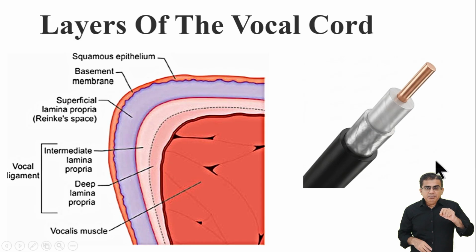If you carefully peel off the outer plastic layer, the cable still works perfectly. But if you accidentally cut the deep copper wire inside, the signal is completely destroyed. Our surgery works on the exact same principle. We must understand these distinct layers from the outside to the inside. Outside here means from the laryngeal lumen side.